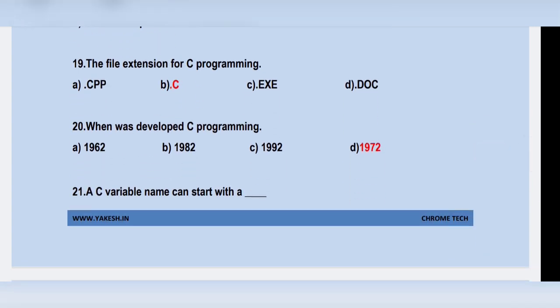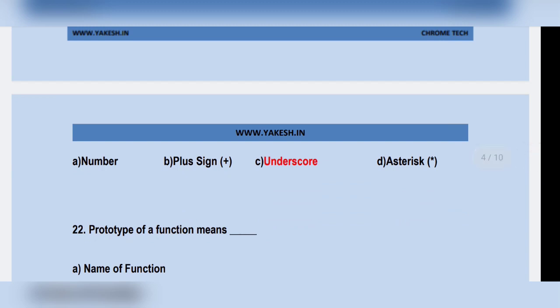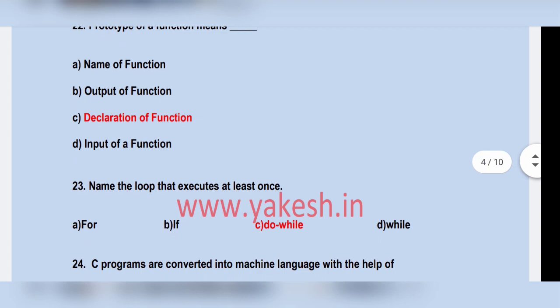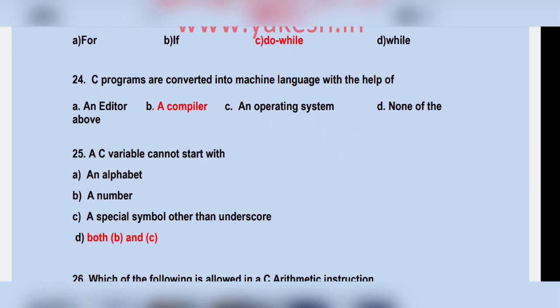When was C programming developed? Option D, 1972. A C variable name can start with underscore. Option C. Prototype of function main: option C, declaration of function. Name the loop that is executed at least once. Option C, do while.